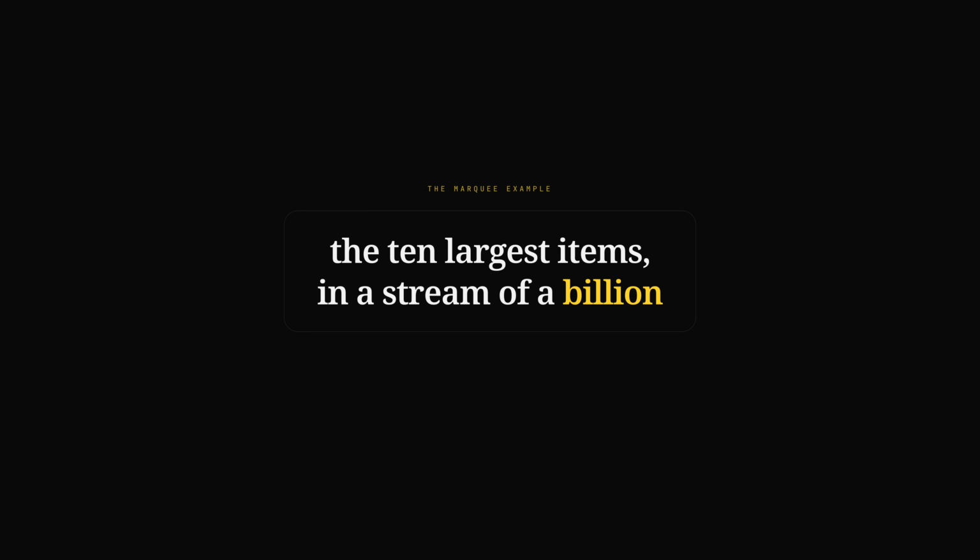Now the marquee example. Find the 10 largest items in a stream of a billion. Sorting is off the table. It's n log n work, and holding a billion keys is 8 gigabytes before you start. The heap answer uses 10 slots. And here's the part that trips everyone the first time.